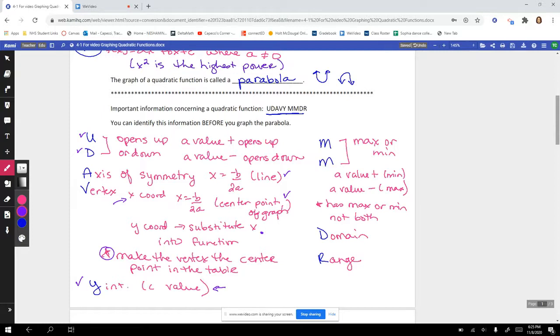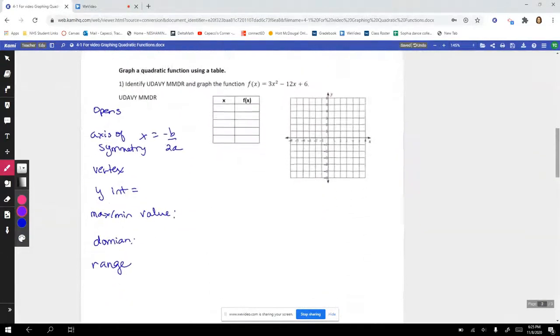Now, the second part, MMDR. The MM is max or min. It has one or the other. If the a value is positive, it'll have a minimum value. If the a value is negative, it's going to have a maximum value. It will have one or the other, but not both. Then the last thing we're going to do is identify the domain and the range of our parabola. All right, let's get started.